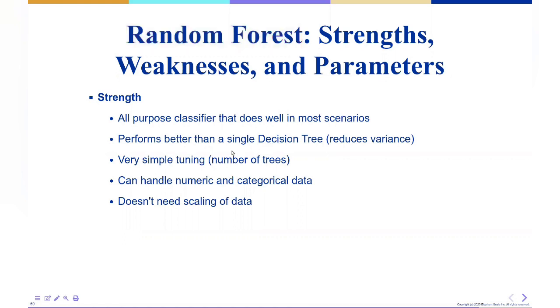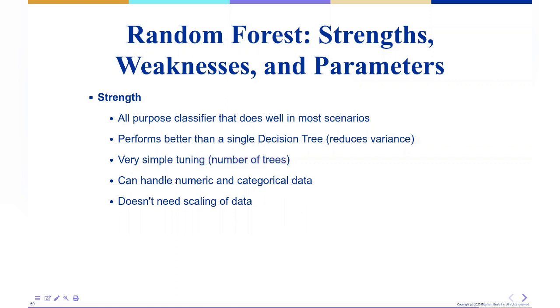So again, like I said, random forest is almost always better than a single decision tree. Basically, the tuning is very simple. You just have to say how many trees you want to train. When you create a random forest, we say how many trees. Typically in practice, we'll train hundreds of trees, right? But for training purposes, you can do 10 or 20 trees.